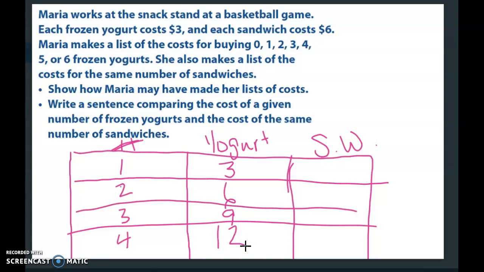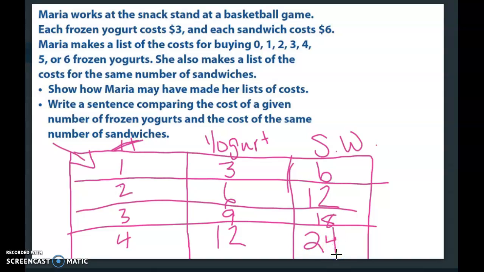We're going to do the same thing with the sandwiches. For 1 sandwich, right? Because I'm looking here because it's telling me the cost of the food item is $6. Then it's $12. For 3 sandwiches is $18. For 4 sandwiches is $24, and so forth.